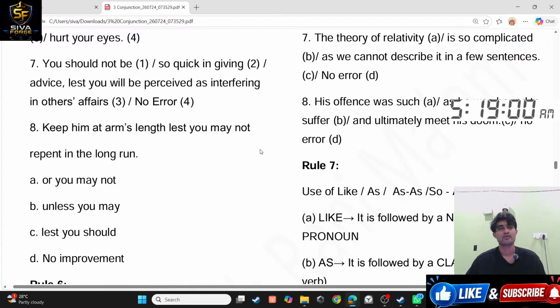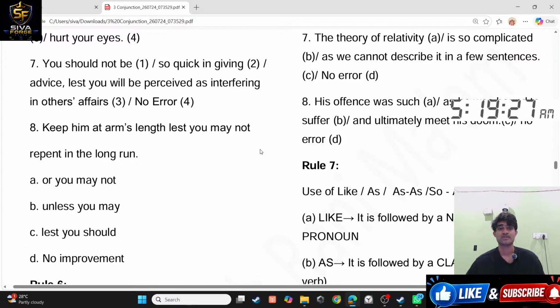Let's start with 2. 2 ones are 2, 2 twos are 4, 2 threes are 6, 2 fours are 8, 2 fives are 10, 2 sixes are 12, 2 sevens are 14, 2 eights are 16, 2 nines are 18, 2 tens are 20, 2 elevens are 22, 2 twelves are 24, 2 thirteens are 26, 2 fourteens are 28, 2 fifteens are 30, 2 sixteens are 32, 2 seventeens are 34, 2 eighteens are 36, 2 19s are 38, 2 20s 40, 2 21s 42, 2 22s 44, 2 23s 46, 2 24s 48, 2 25s 50.